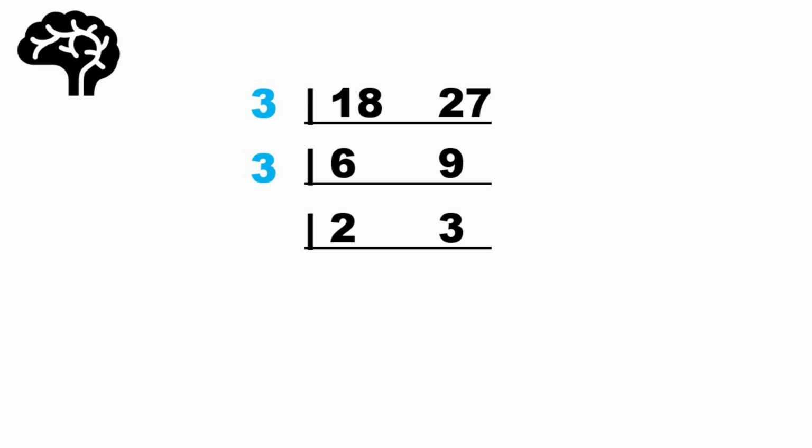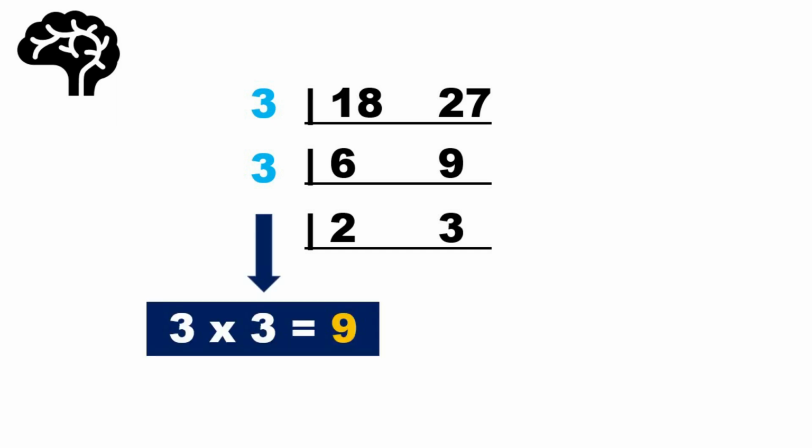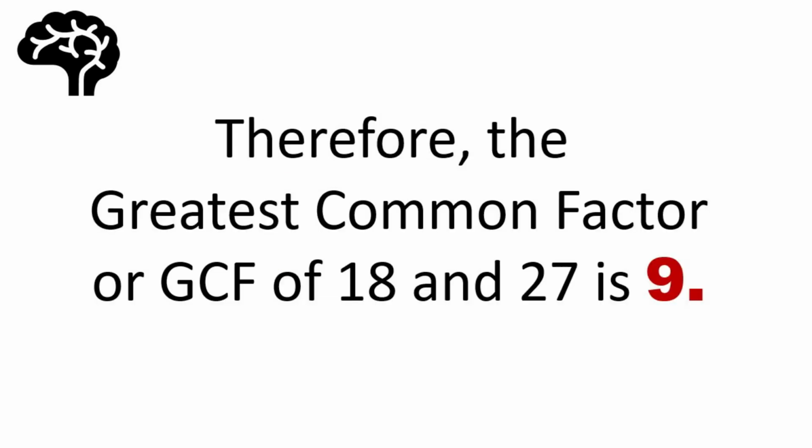Since 2 and 3 don't have a common factor other than 1, and they are relatively prime numbers, we can stop dividing the numbers. Let's take all the common factors and multiply them together. 3 times 3 is equal to 9. Therefore, the greatest common factor, or GCF, of 18 and 27 is 9.